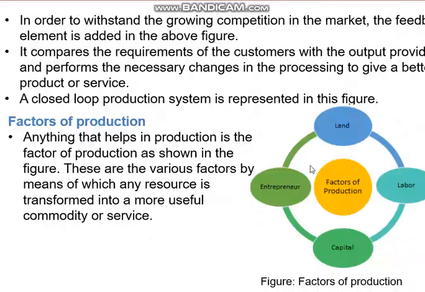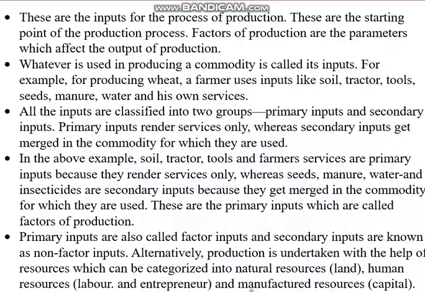Now, what we are calling factors of production are only providing services. Land is not integrating with the product. Labor is not becoming a product. Capital or money is not becoming a product. The entrepreneur, that means the farmer or worker or whoever has started the thing, is not becoming part of the product. So the primary inputs are called the factors of production.